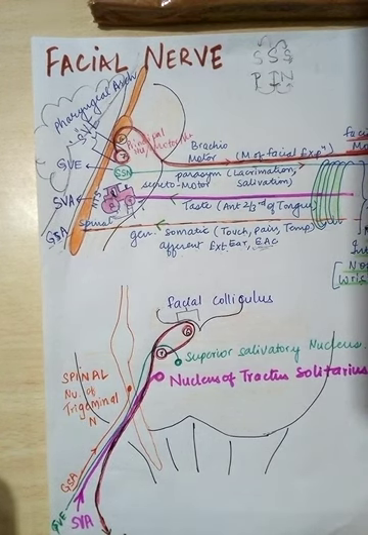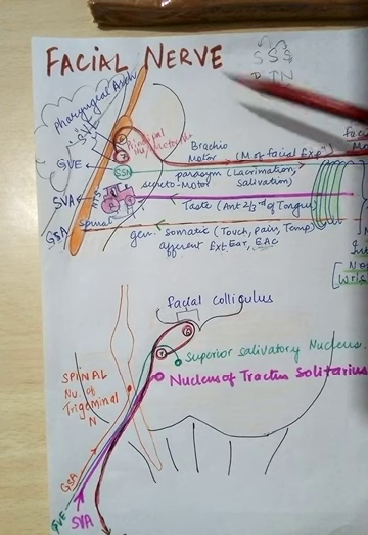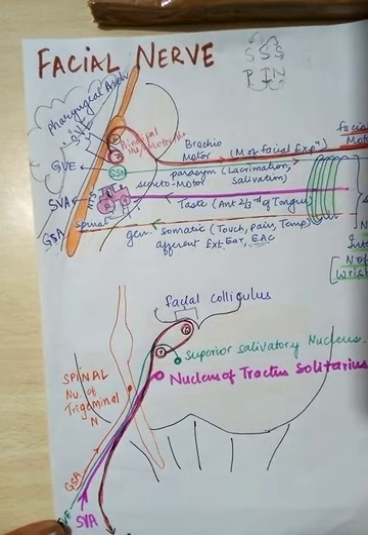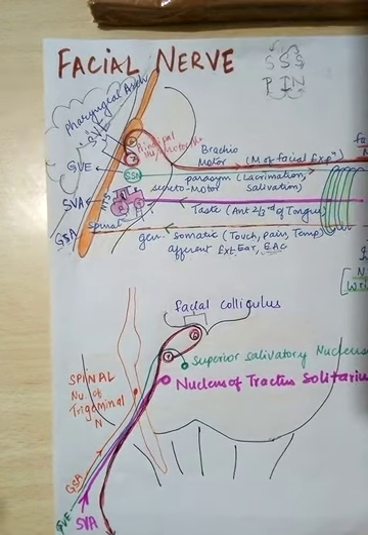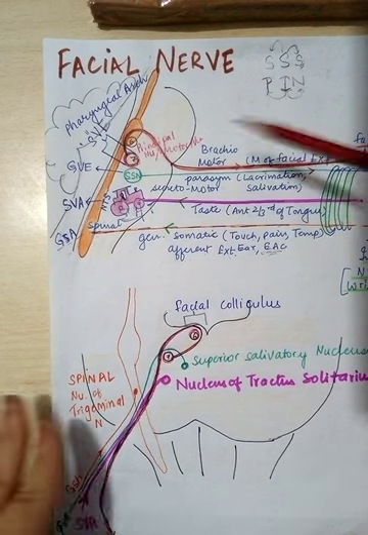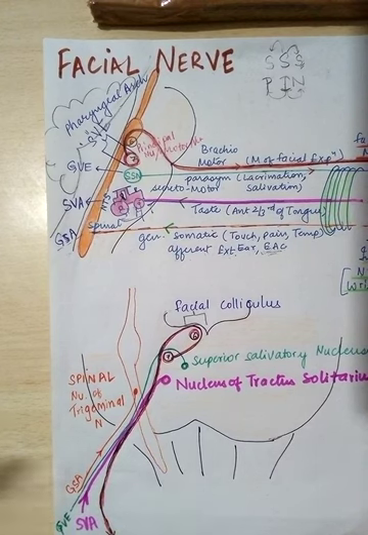In this video, we'll talk about the course of facial nerve. Facial nerve is a mixed nerve, that is, it has both motor and sensory components. Let's first have a look at the nuclei of facial nerve.